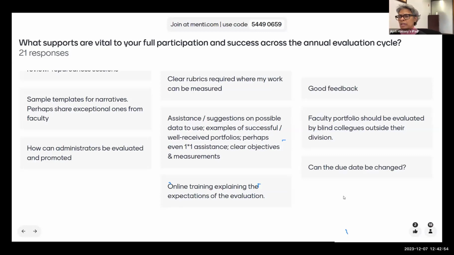The due date can't be changed by an individual. It has to be negotiated, and we can talk about that. And Professor Pearsall is here. I'm sure he will talk about that on the 3rd.